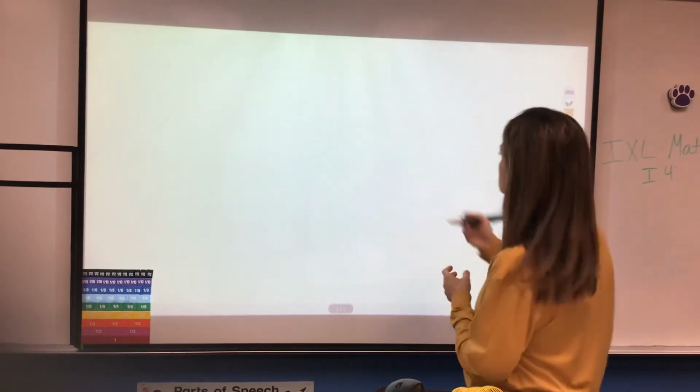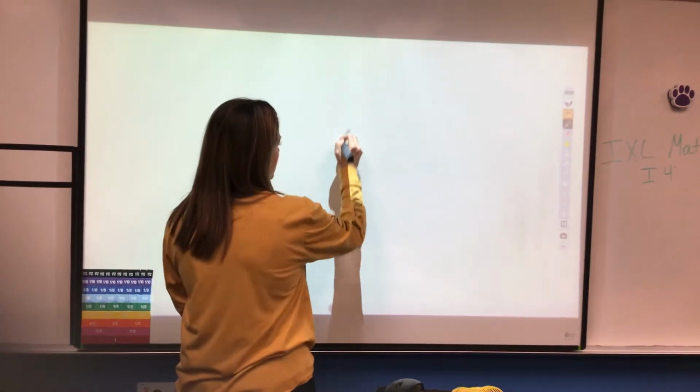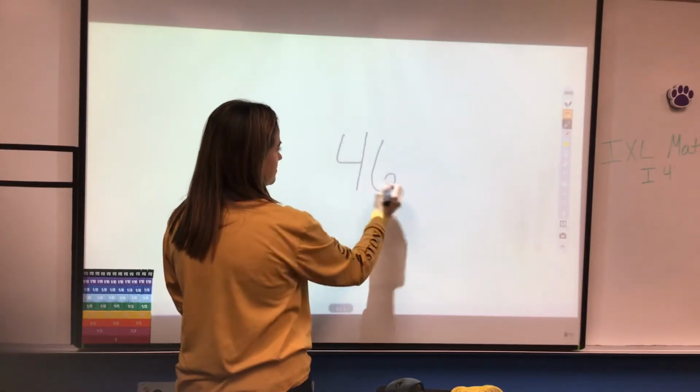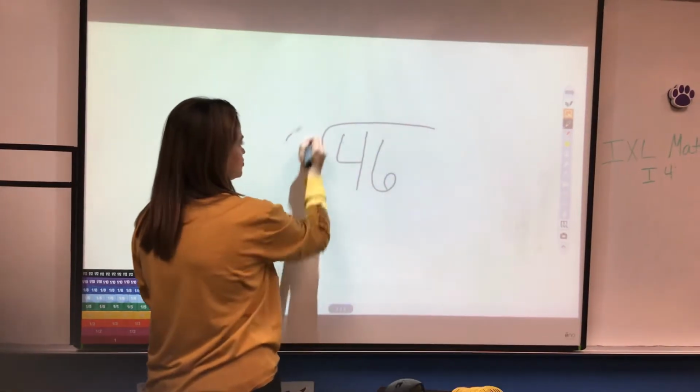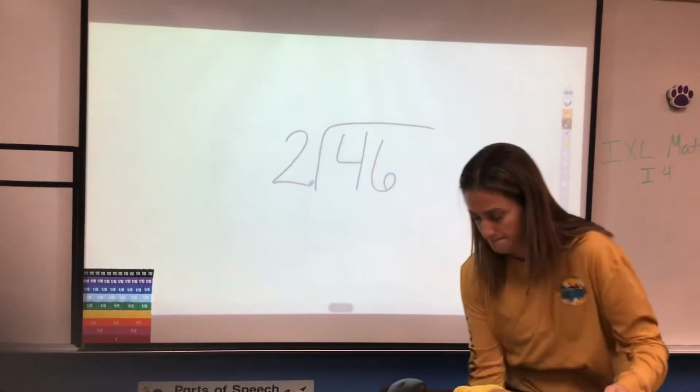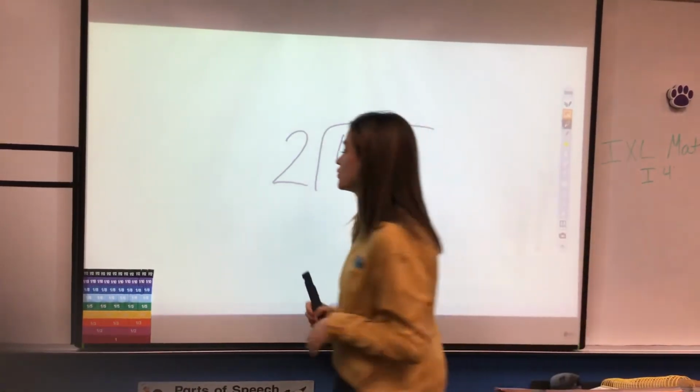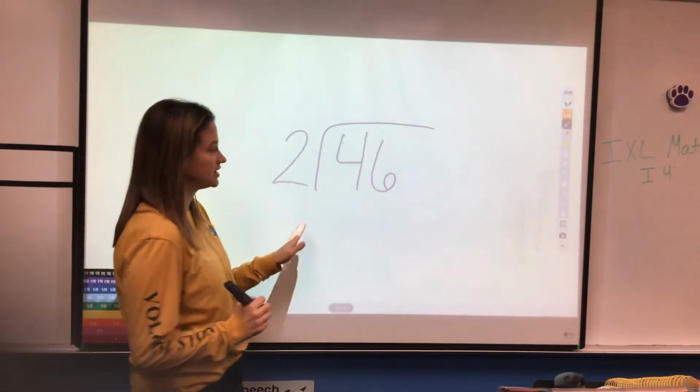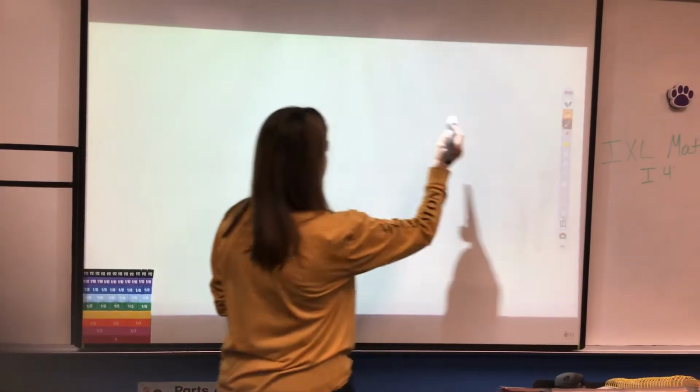Sorry, that was yesterday's. So if we have 46 divided into the 2 equal groups, let me move this. So the way you're going to do that now, since they divide evenly, hold on, let me move this up.